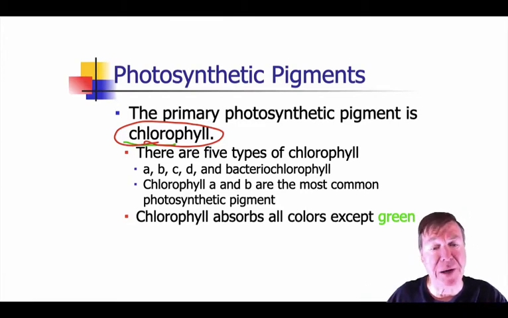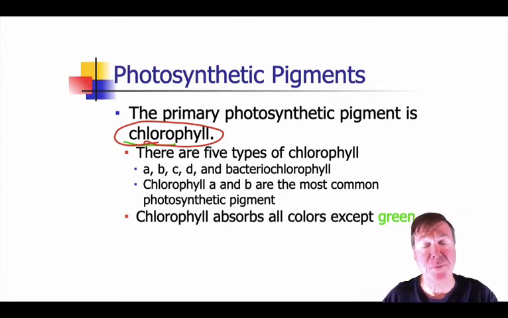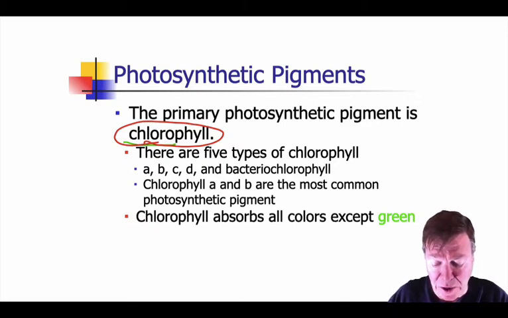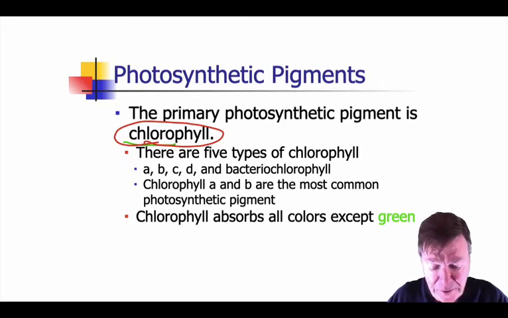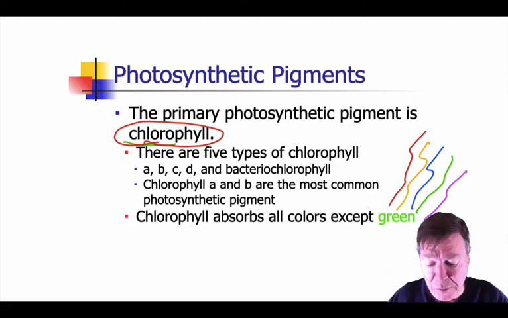Chlorophyll A and B are the most common, and chlorophyll absorbs, like I said earlier, all colors except green. What color are plants? They're green. That's because you have light coming down, and I'm going to make this black. We have all the colors coming down all at once, and all of them are absorbed except green. Green is the one that's reflected back to your eye.